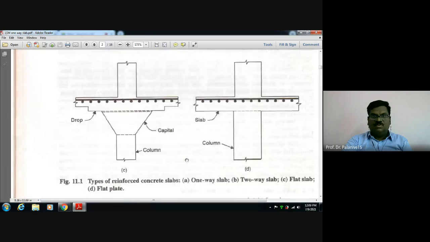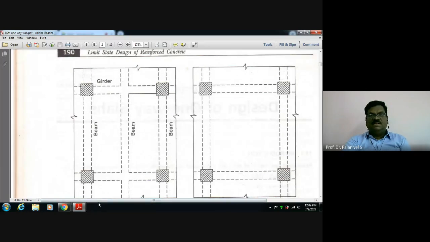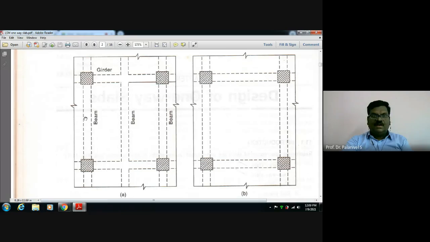That I have still not told you. I told you only about the one-way slab and the two-way slab. Here is a nice picture available in the textbook, showing how a one-way slab will be. Now you will be able to understand. Initially I should have explained with this. See here, you have a column, and you have a beam.